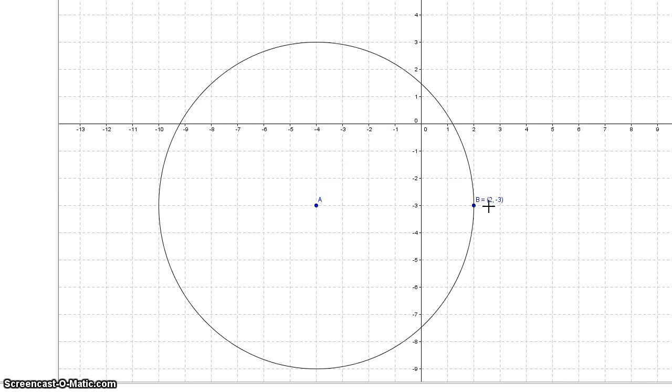Let's see if we can find a couple other points. We'll find another point on this circle. There's one, negative 4, 3. And let's see what this one is over here, negative 10, negative 3. All right, so let's look at what happens when you plug those points into the equation.